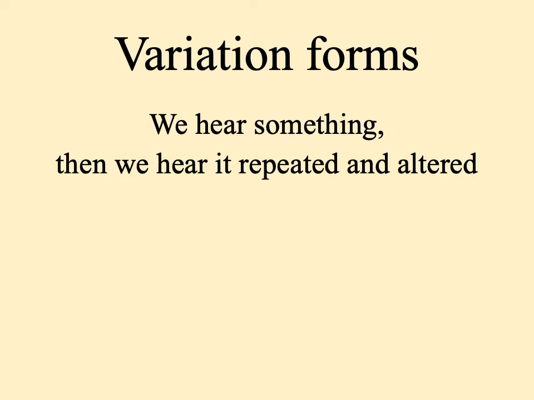Variation is based on the idea that we hear something and we hear something repeated, and that repetition creates unity. But it's also based on the idea that we hear it altered, and those alterations or variations create variety. So variation forms work rather cleverly that way, based on the idea of hearing something and then hearing it again, but hearing it with some slight differences. And let's talk about how variation forms have worked historically.